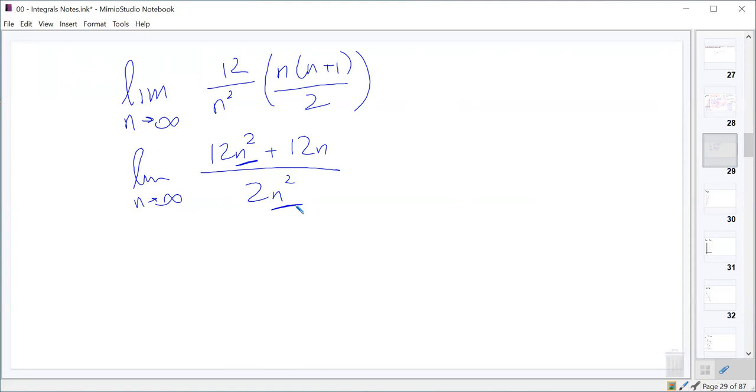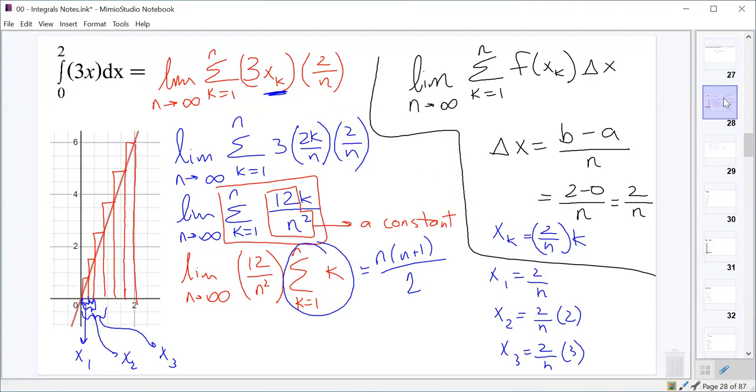And 12 over 2 is 6, which tells us that the area underneath the curve we started with, the curve y equals 3x from 0 to 2, is 6 units.